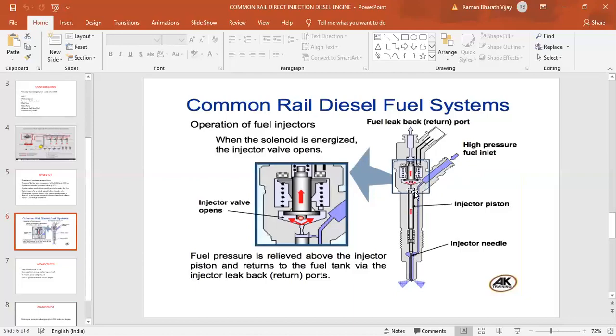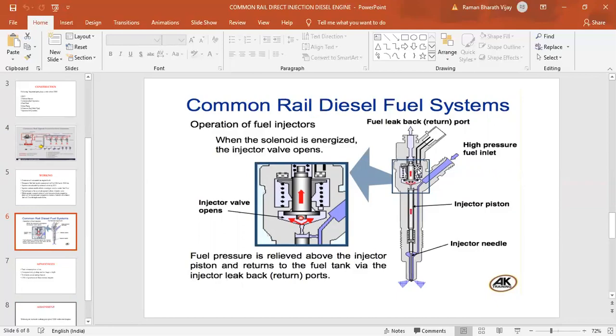So this is also of high pressure. The bottom fuel is also of high pressure. When both these actions are done, there is a needle you can see, the injector needle. Above this needle you will have an injector piston. The piston action is from top to bottom and bottom to top.